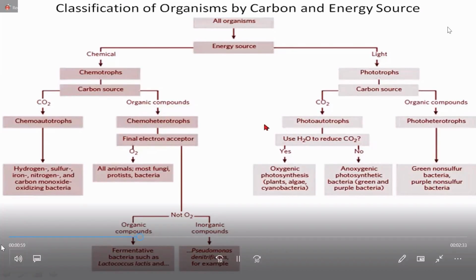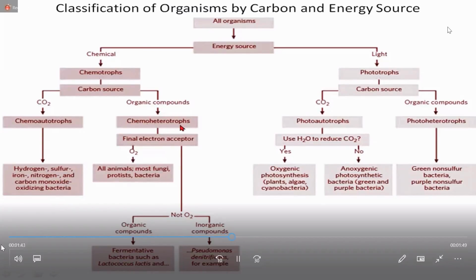Now the difference between the autotrophs and the heterotrophs is that the autotrophs use raw materials like CO2 and chemicals, or CO2 and light, to produce organic compounds, and these organic compounds are used by the heterotrophs, both chemoheterotrophs and photoheterotrophs. So autotrophs are producers in the environment, and heterotrophs are consumers dependent on the autotrophs for their carbon source. Chemoautotrophs include examples like hydrogen, sulfur, iron, nitrogen, and carbon monoxide oxidizing bacteria.